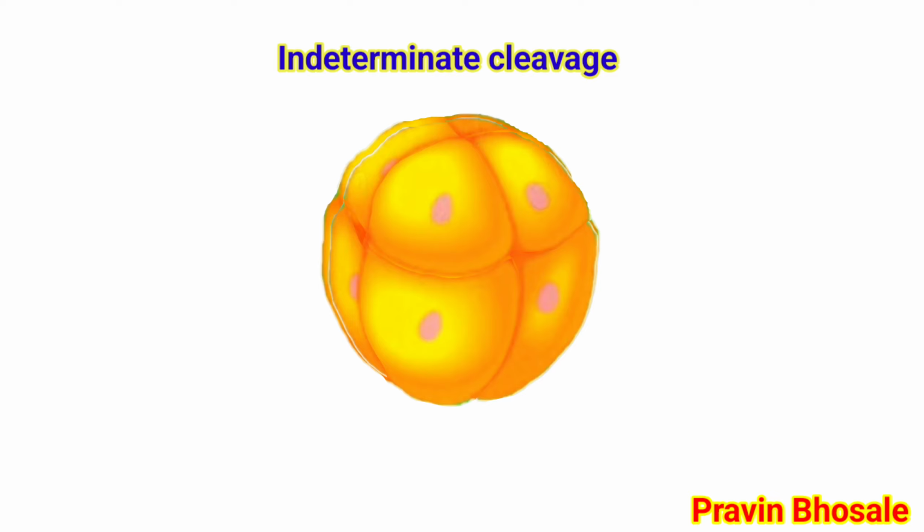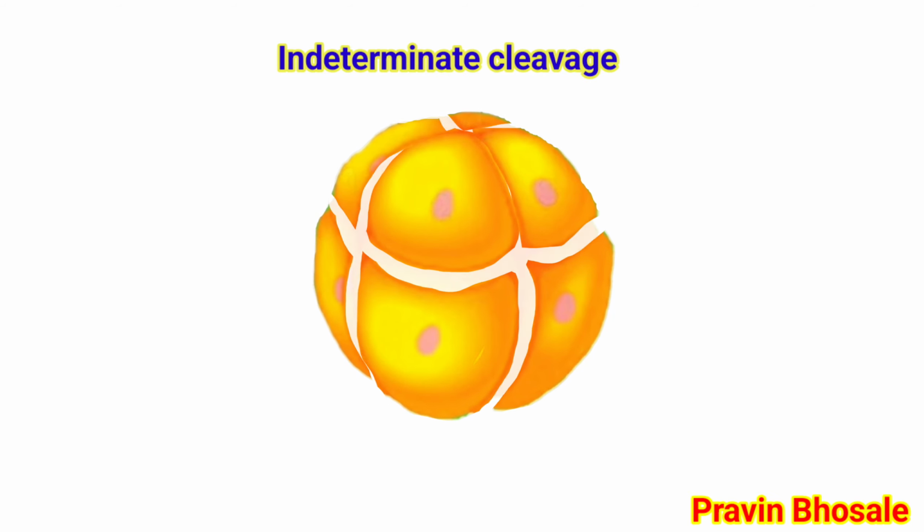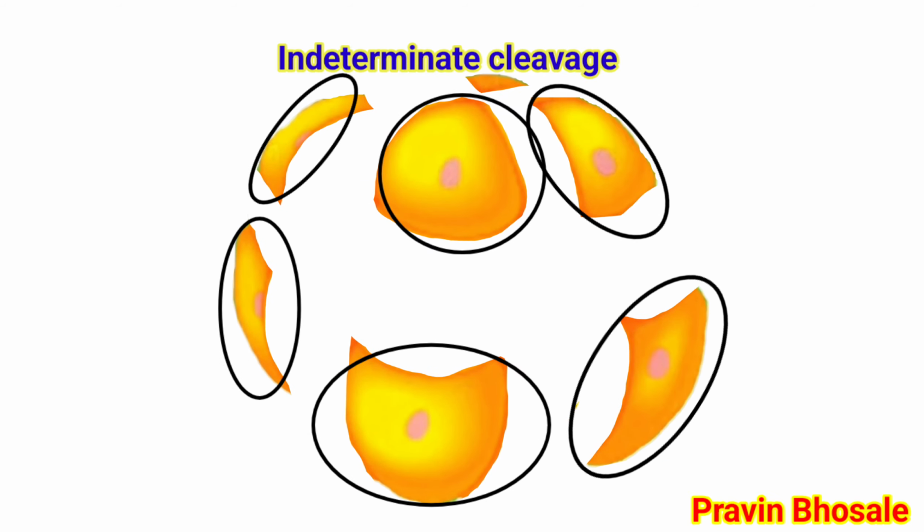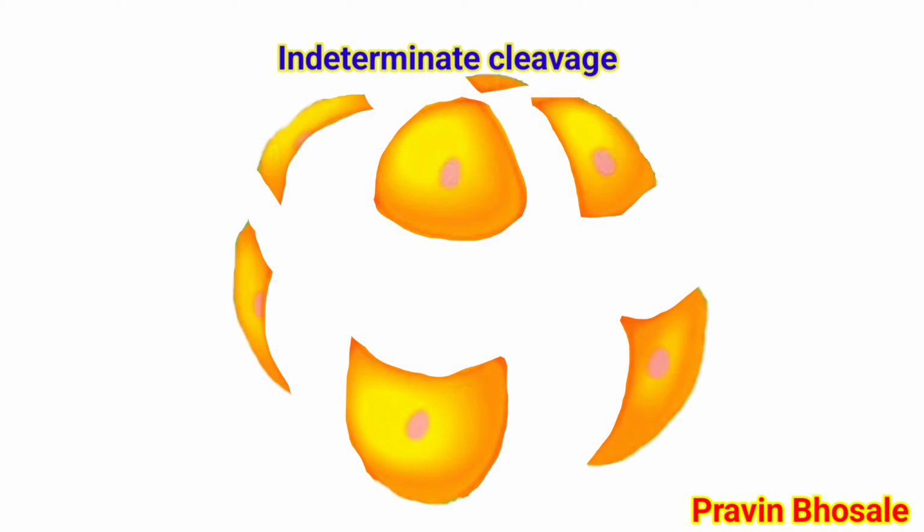Indeterminate cleavage: in this process, the cells known as blastomeres get separated from each other. Each one has the potential to develop into a complete independent organism. That is indeterminate.